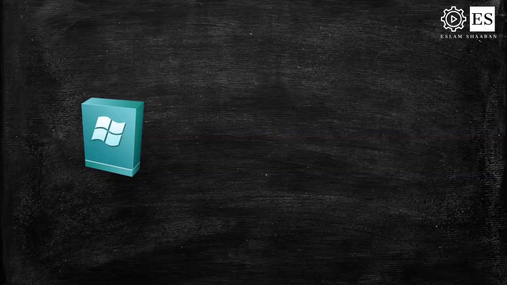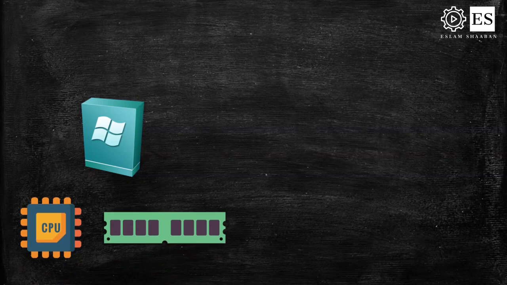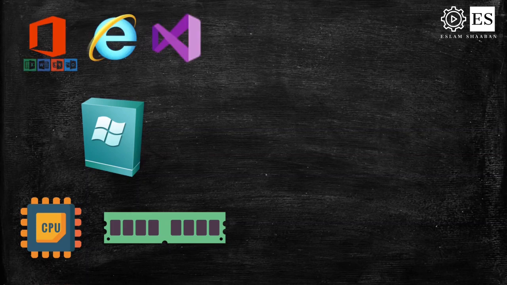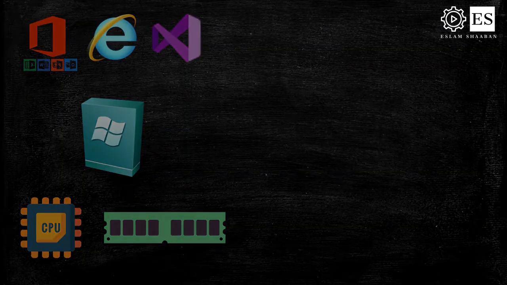Ready? Let's start. As you already know, Windows is a general-purpose operating system, not a real-time operating system. Like any operating system, Windows is software that interfaces between the user and the computer hardware, like the processor or the memory. Or to be more specific, it is an interface between the running applications and the hardware. Running applications like Microsoft Office, Internet Explorer, games, and Visual Studio.